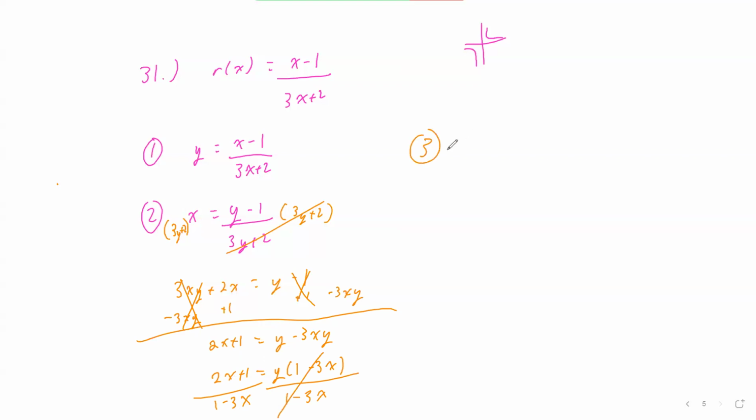So my third step is now to change the y into f inverse of x, or sorry, in this situation, it would be r inverse of x. And in that case, it would be 2x plus 1 over 1 minus 3x. And there's your first rational inverse that you've solved. And that's pretty much it there. All right, let's look at some others. I'll make sure you have plenty of examples. Let's look at number 34.